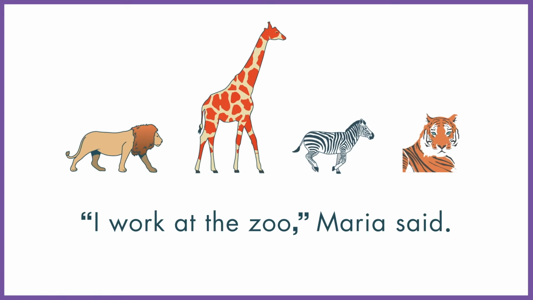In this sentence, "I work at the zoo" are the exact words Maria says. Notice that one quotation mark appears before the dialogue begins. A comma appears at the end of the dialogue, before another quotation mark. The quotation marks show us that Maria said these words.